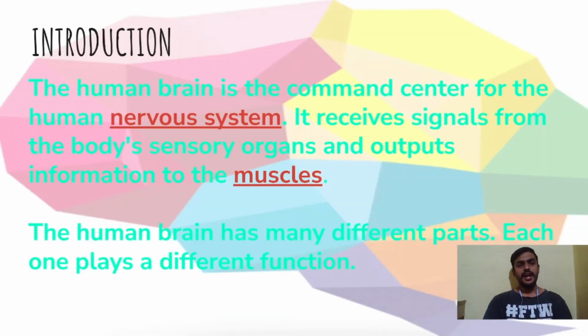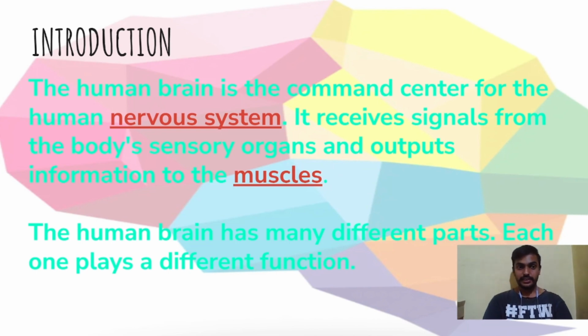Introduction. The human brain is the command center for the human nervous system. Regularly we compare our human brain with a computer, or what we call the CPU. So today I will compare a human being with a computer system. If we consider our human body as a computer, our brain is compared to the CPU of the computer.